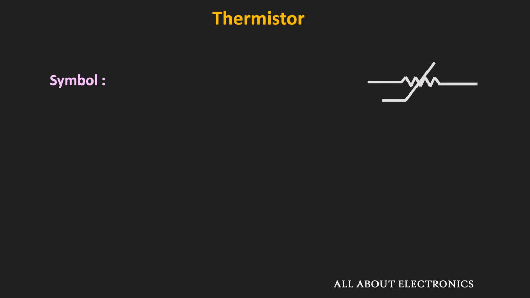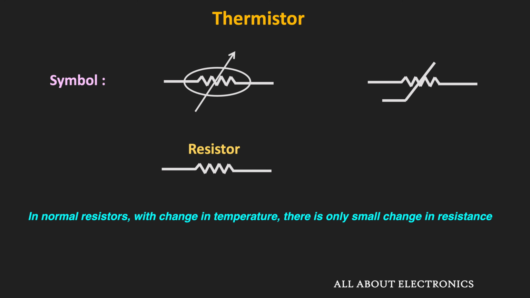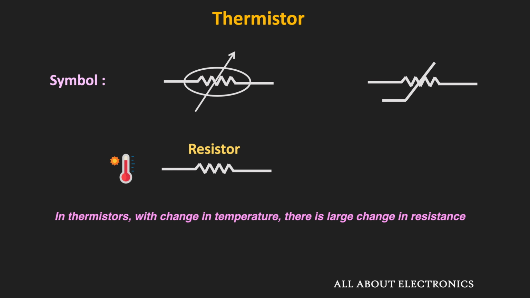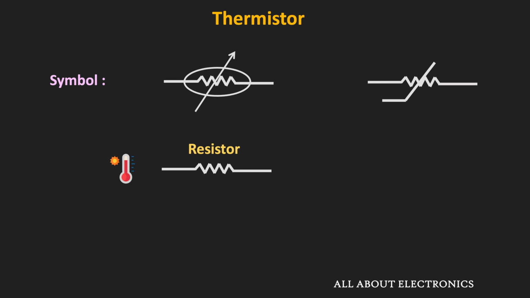This is the international symbol of the thermistor, but sometimes this symbol is also used for the thermistor. In a normal resistor, with the change in the temperature, there is only a small change in the resistance value. For most applications, we can say that the resistance value fairly remains constant. But in the case of the thermistor, with the change in the temperature, there is a large change in the resistance value compared to the normal resistor. So for temperature sensing applications, by measuring this change in the resistance value of the thermistor, it is possible to measure the ambient temperature or the temperature of the medium where this thermistor is placed.